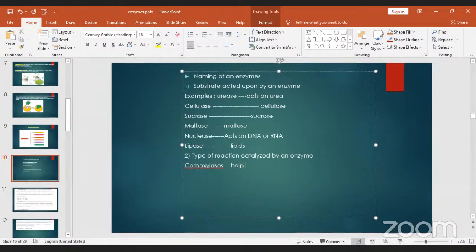Carboxylases help in the carboxylation process. Next one, dehydrogenases. These dehydrogenases help in the dehydrogenation. Next one, oxidases. Oxidases help in the oxidation.